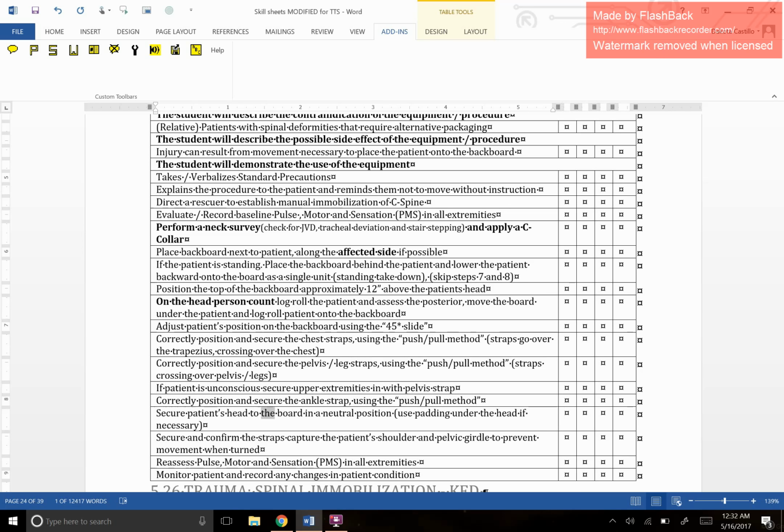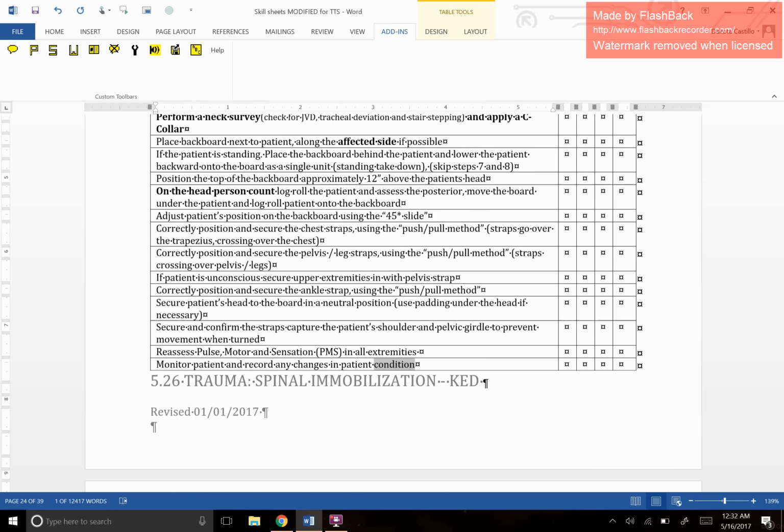Secure patient's head to the board in a neutral position. Use padding under the head if necessary. Secure and confirm the straps capture the patient's shoulder and pelvic girdle to prevent movement when turned. Reassess pulse, motor, and sensation, PMS, in all extremities. Monitor patient and record any changes in patient condition.